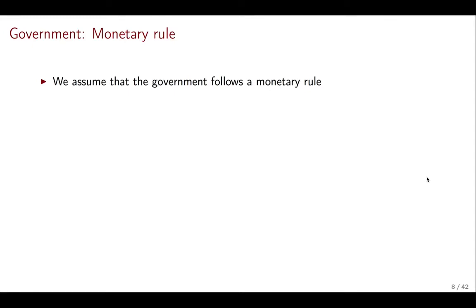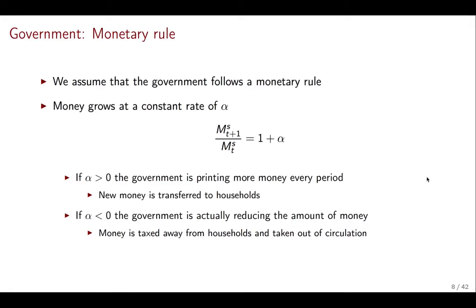Importantly though, the government here is also going to have a monetary rule. We assume that the money supply follows the following rule. It grows at a constant rate of alpha, so that m_{t+1} over m_t is equal to 1 plus alpha. So alpha is the actual exogenous variable here. It's the rate at which the money supply is growing. If alpha is positive, then the government is printing more money, so the new money is being transferred to households. And as I was saying, if alpha is negative, then the amount of money is decreasing every period, and so money is being taxed away from households and taken out of circulation. And that's going to be our government.